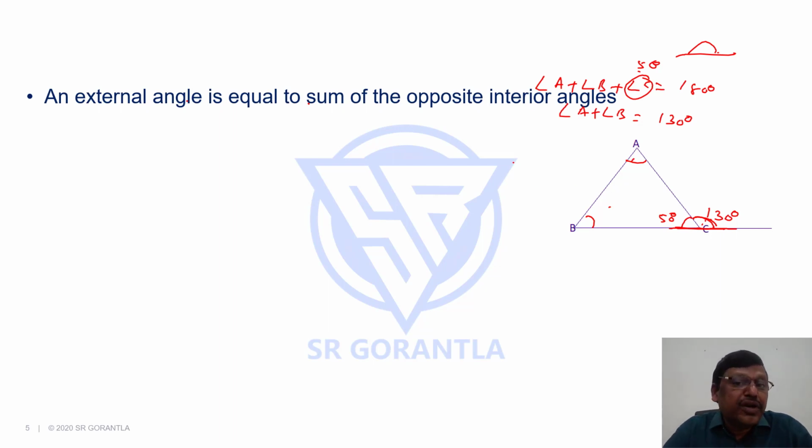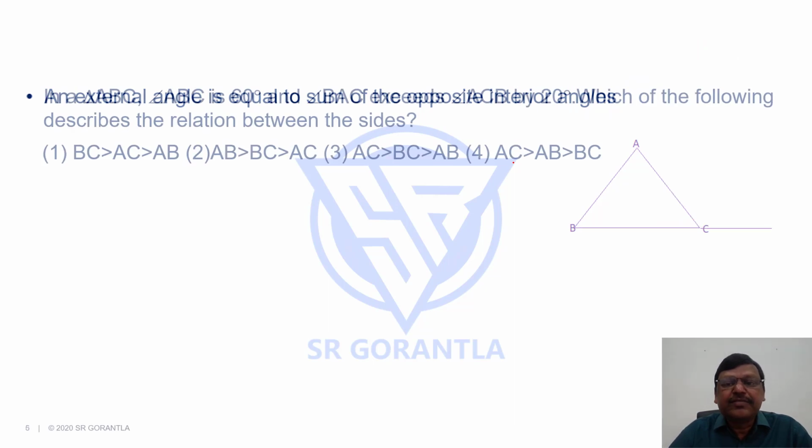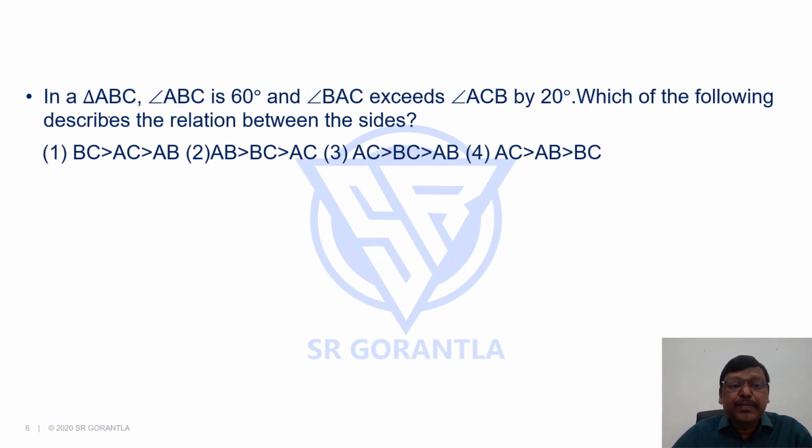So these are a few important points on the basic properties of triangles. We'll apply these basic properties and answer a few questions. Let's see the first one. In a triangle ABC, angle ABC is 60 degrees and angle BAC exceeds angle ACB by 20 degrees. Which of the following describes the relation between the sides?